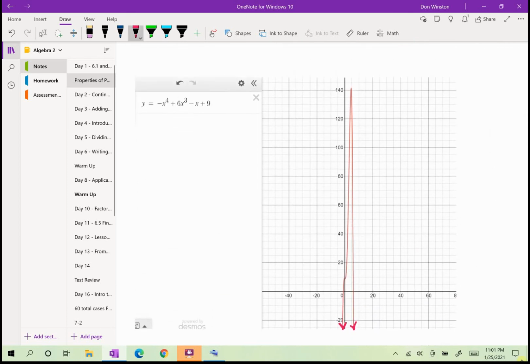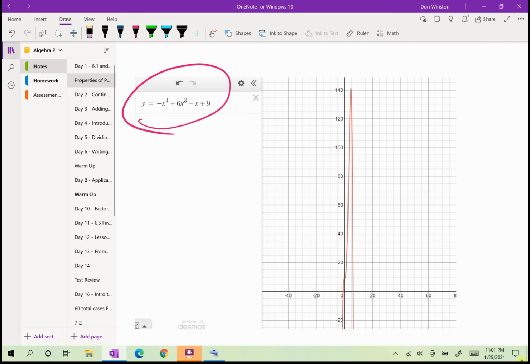And there's a graph of that right there. Y is equal to negative x to the fourth plus 6x cubed minus x plus 9. Notice the ends are going in the same direction. As x goes to positive infinity, y is going to negative infinity. I know it's hard to see on the graph, but as x gets more and more positive, y gets more and more negative, and as x gets more and more negative, y too still gets more and more negative.